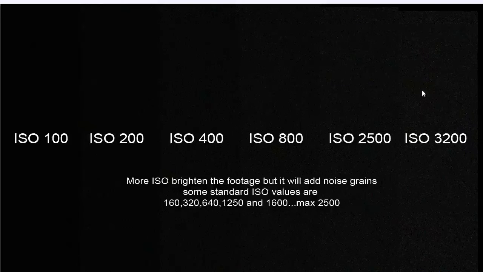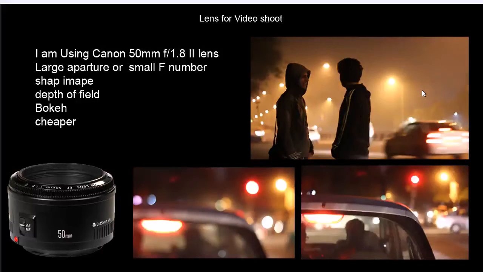So this is for ISO, and next is the lens. I'm using a Canon 50mm f/1.8. Now you understand that f number we talked about in aperture, and this lens has a large aperture, which is a very small number. So with that I can get a nice blurry background while my subject is in sharp focus.